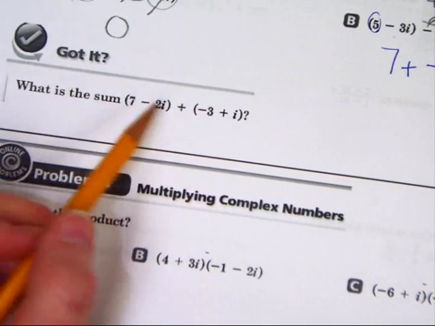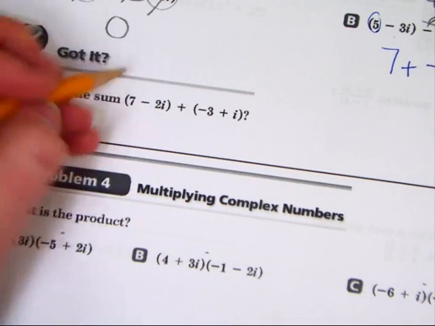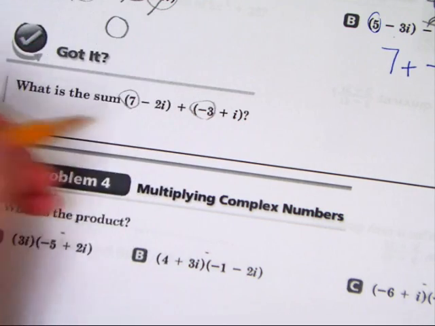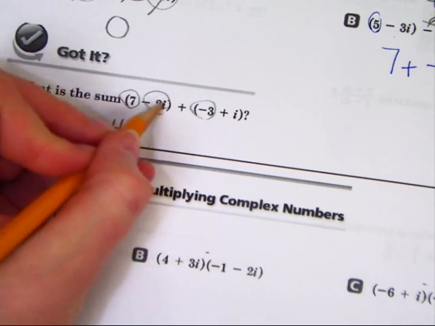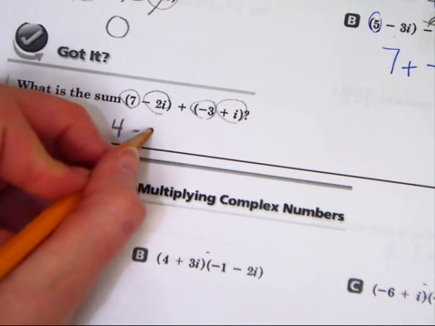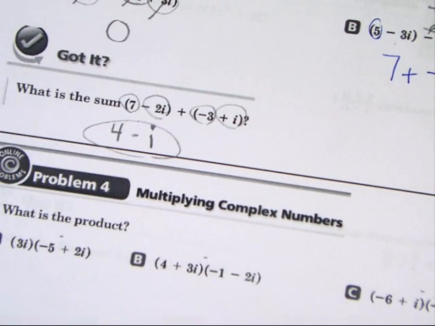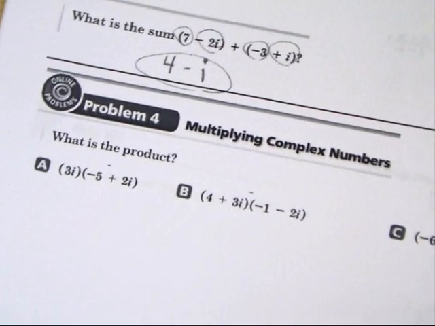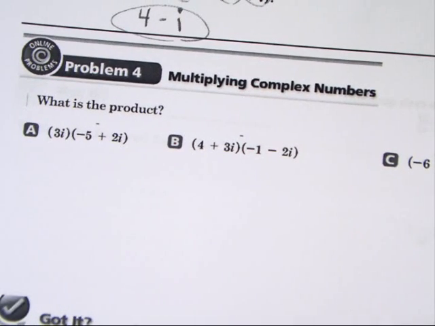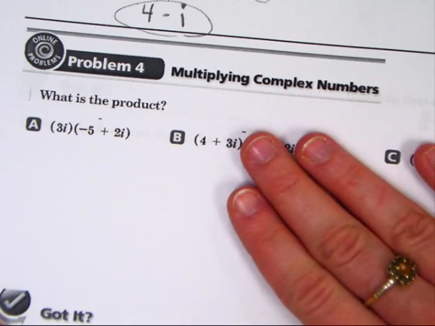Try it again. This is addition, so we don't need to distribute anything. 7 and negative 3 is a 4. Negative 2i and i is a minus 1i, or minus i. As we move on, you will notice that problem 4 is also review. We just did adding and subtracting, now we're doing multiply.